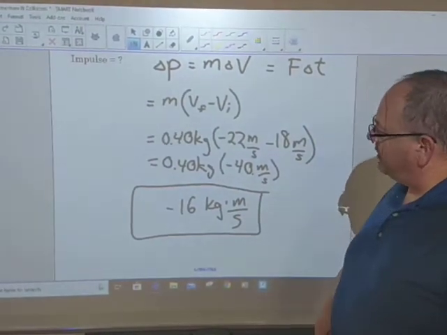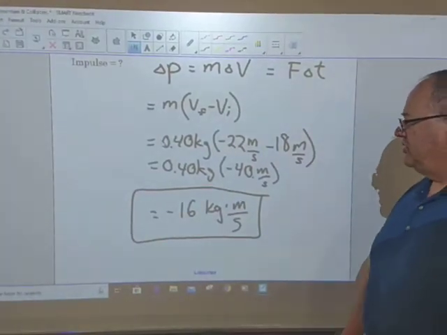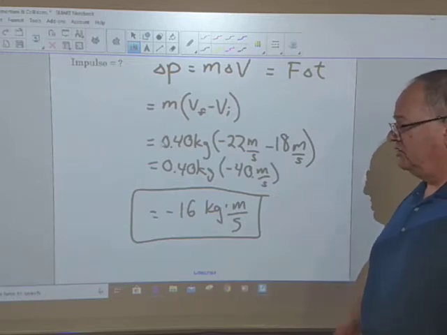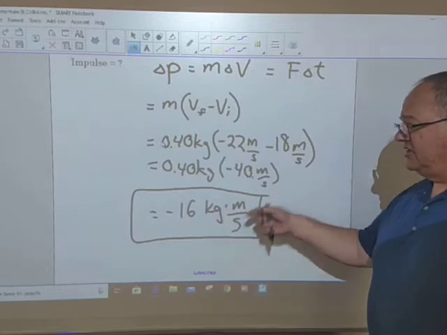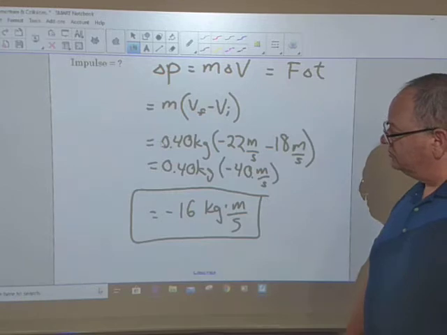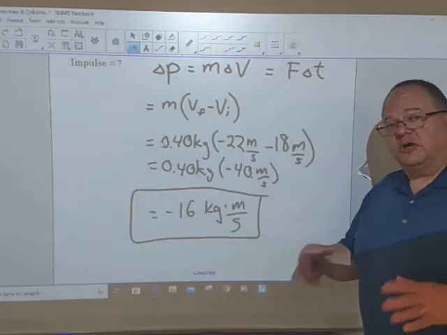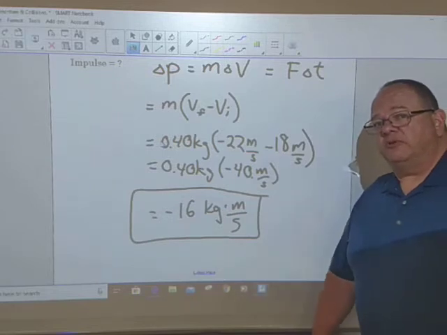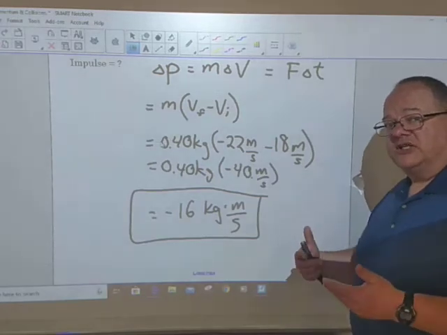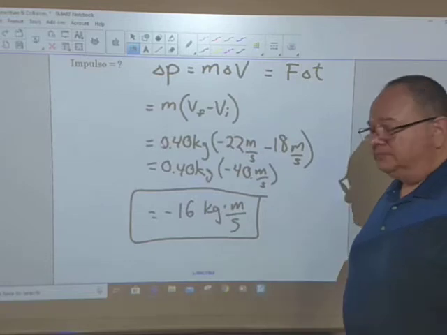My impulse is negative 16 kilograms times meters per second. It's my change in momentum. My momentum changed. This basically means it's in the other direction by that much, kilogram meters per second. So take a look at your problem number 3 on page 193. See how you came out. If it doesn't make sense, watch it again. If you're still stuck, give me a call.